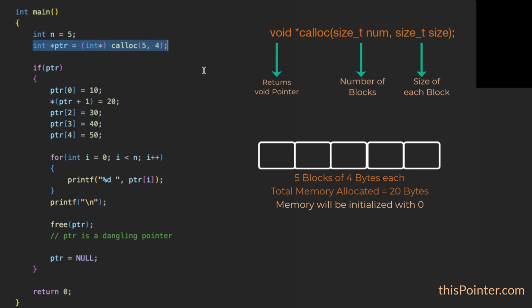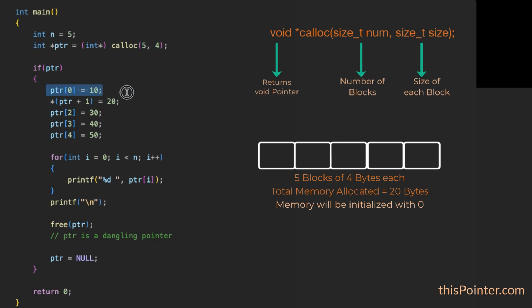So the calloc function is similar to the malloc function but with two main differences. The malloc function does not initialize the memory, whereas the calloc function initializes the memory with 0. And in the calloc function we need to pass two arguments. First is the number of blocks that we want to allocate and the size of the block. So it will allocate multiple blocks and return a pointer pointing to the start of that memory location.